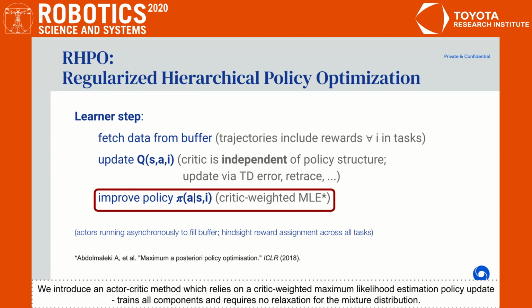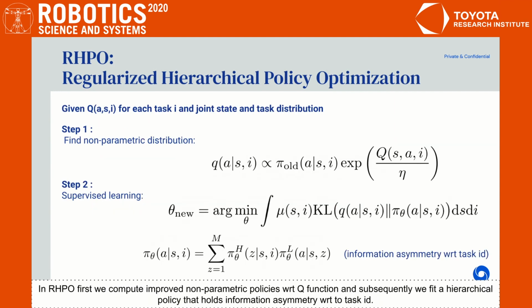to obtain the data. In RHPO, we first compute a non-parametric, improved policy based on samples from the previous parametric policy weighted by the critic. Second, we minimize the KL divergence between the non-parametric update and the parametric policy. In other words, we maximize the likelihood of samples from the non-parametric policy under the parametric one. To encourage the specialization of mixture components, we utilize information asymmetry and only provide task information to the high-level controller.